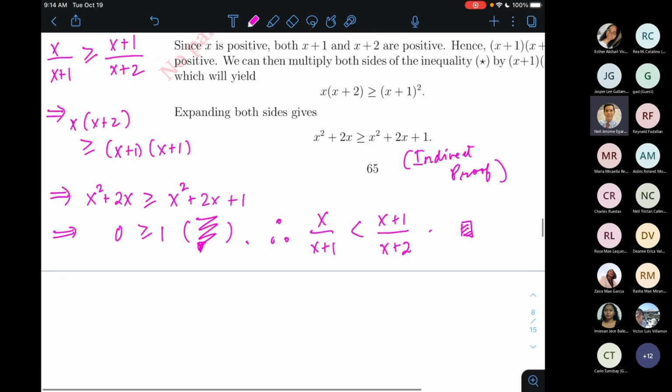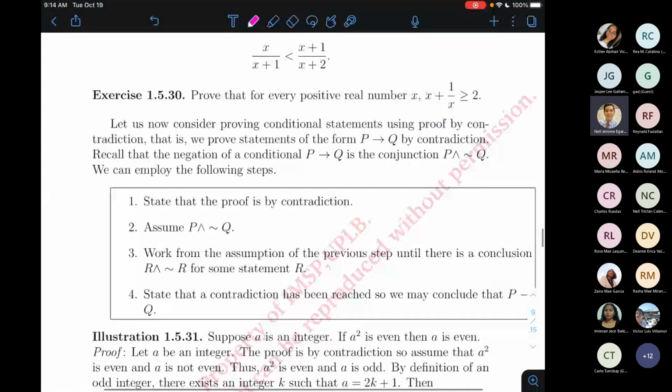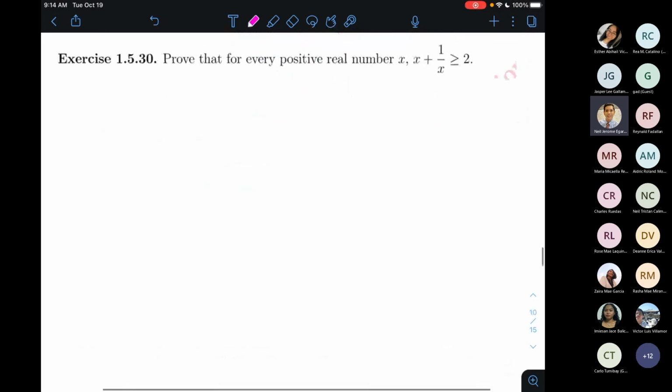Okay, thank you. I'm thinking, should we do example 30? Kasi sa example 30, ganun din naman. Siguro, yes, bilisan lang natin.